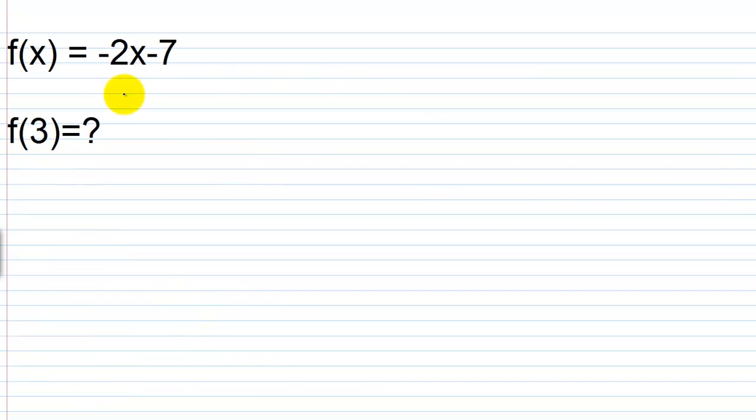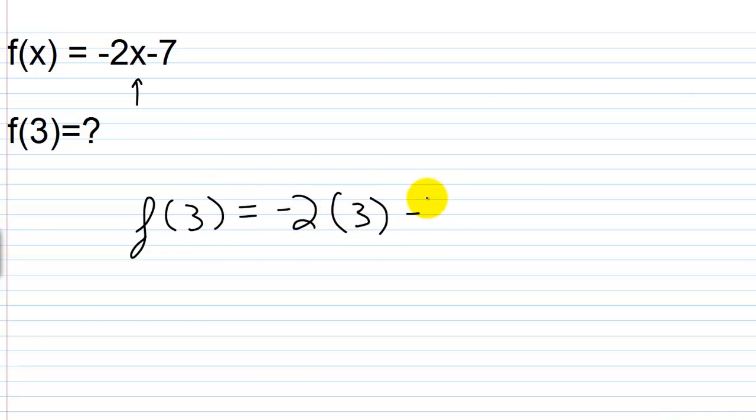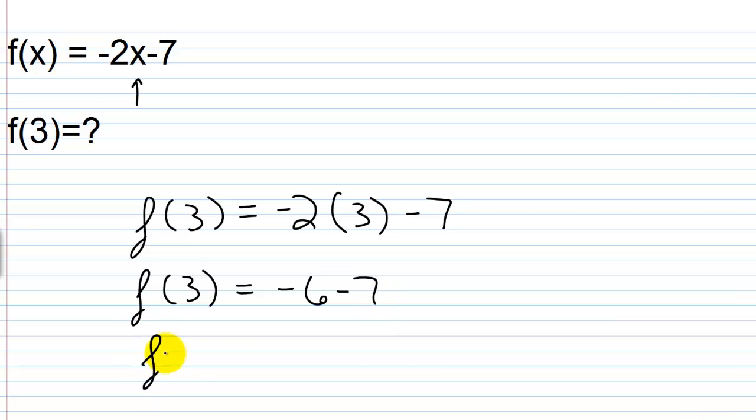Okay, so now we have f of x equals negative 2x minus 7, same as before. But now we want to know what f of 3 is. So f of 3 is telling me, what is this function's value if I plug a 3 in for x? So I plug a 3 in here. f of 3 is equal to negative 2 times 3 minus 7. So negative 2 times 3 is negative 6, so we'll have f of 3 equals negative 6 minus 7. And negative 6 minus 7 is negative 13. So f of 3 is equal to negative 13. So this function has a value of negative 13 when the domain value is 3.